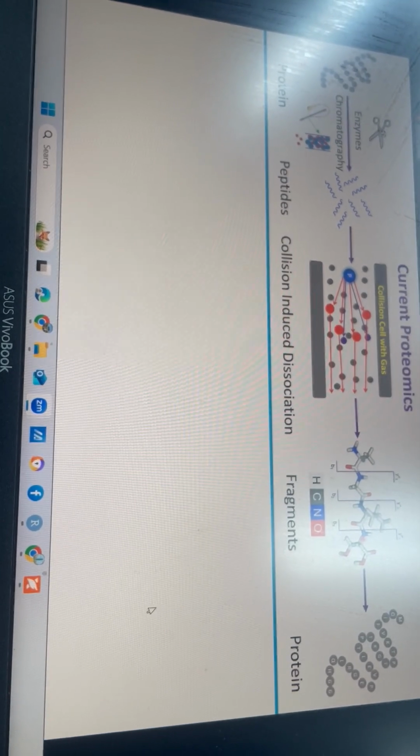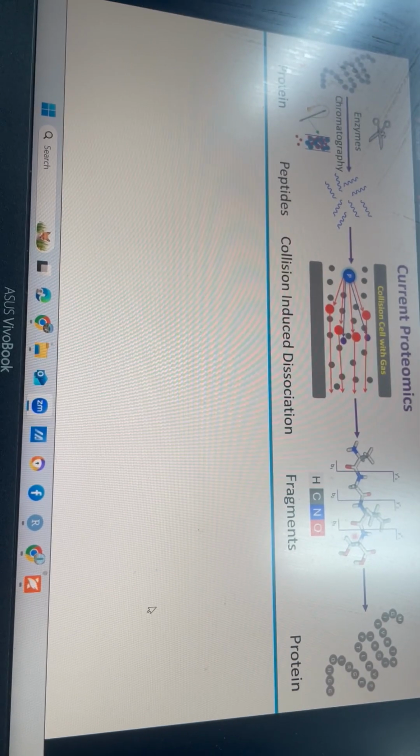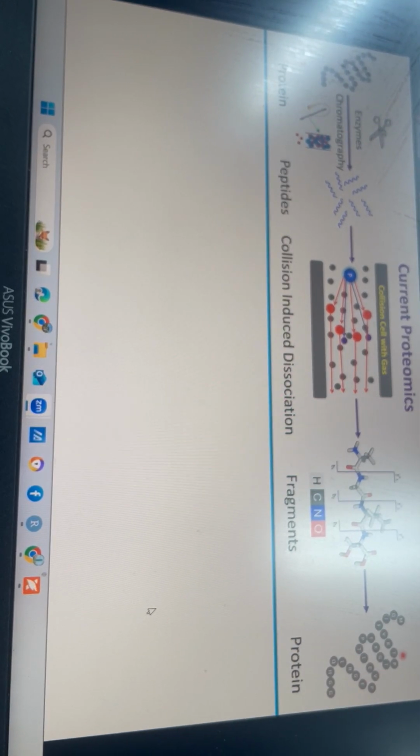Okay, and we know the mass of all amino acids, and that way we can identify which amino acids are present in the peptide. And then if we search through the peptide mass, we can identify the protein as well.